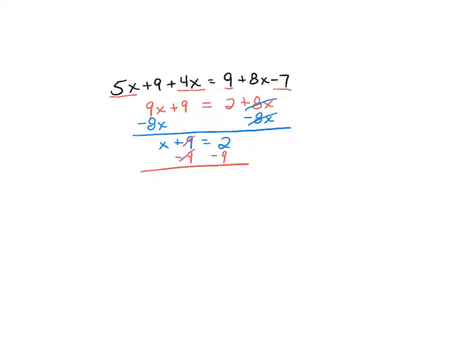The 9's cancel out. On the left-hand side, I'm just left with x, and on the right-hand side, 2 subtract 9 gives me a negative 7. So the final answer to this is negative 7. And once again, I would go back to the original equation, put negative 7 in for x on both sides, and solve it and make sure that it does work.